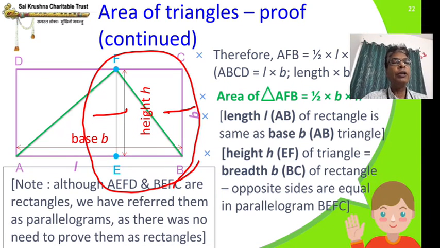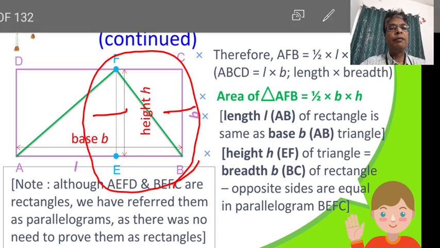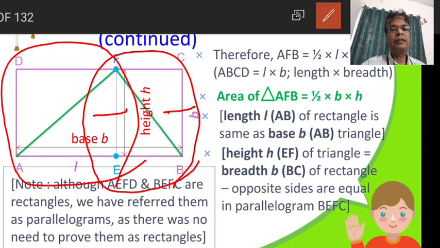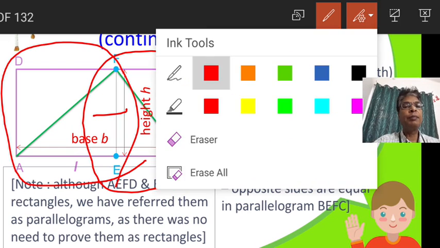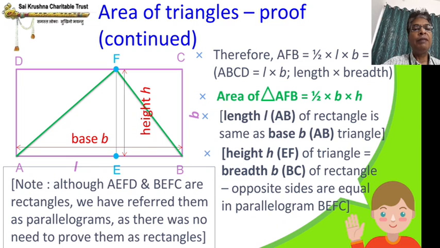You can note one point here. Although AEFD and BEFC are rectangles, we have referred to them as parallelograms because there was no need to prove them as rectangles. We have been using only the properties of a parallelogram, we never use the properties of a rectangle. So thus we are able to prove the area of triangle AFB equals half into B into H. These are all very simple proofs. If you have doubts, note down all the points, go back to the previous page and thoroughly understand.